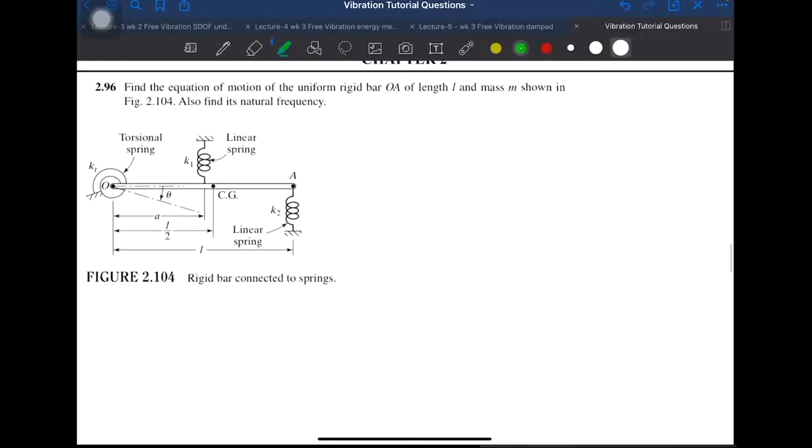All right, find the equation of motion. Okay, find the equation of motion. So what is the equation of motion here? The question asks you to find the equation of motion, EOM, right? So of the uniform rigid bar OA of length L and mass M shown in this figure, also find its natural frequency. So you have to find two things here. First, the EOM and also the natural frequency.